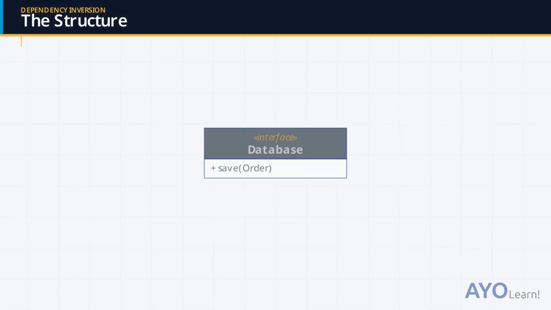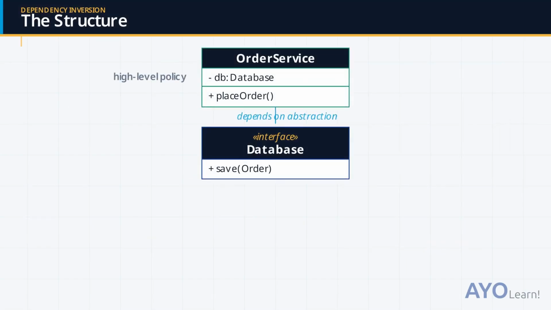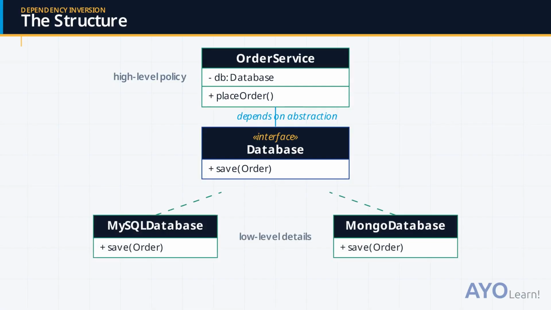Look at this diagram. At its center sits the database interface, exposing save. OrderService now depends on this abstraction, not a concrete class. MySQLDatabase and MongoDB implement the same interface. Arrows from the high-level policy and the low-level details meet at one abstraction. The dependency has been inverted.